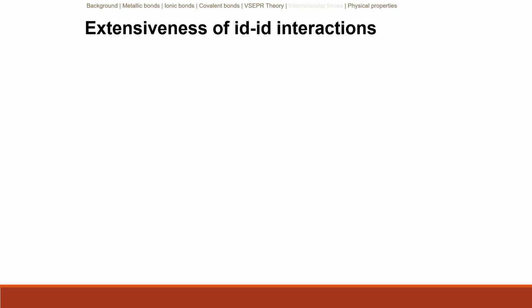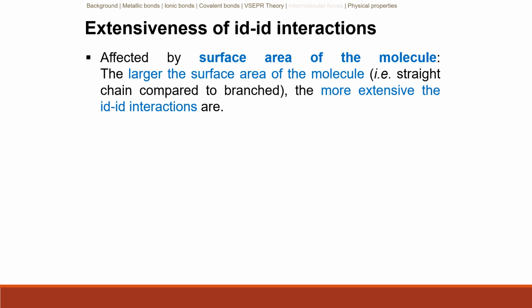Let's move on to something else that is related, which is the extensiveness of ID-ID interactions. Please be very careful. The terms strength and extensiveness do not refer to the same thing. So extensiveness of ID-ID interactions is affected by surface area of the molecule. If you compare a straight chain molecule with a branched molecule, obviously the straight chain molecule has larger surface area. This allows more sites for ID-ID interactions to form, and we refer to this as more extensive.